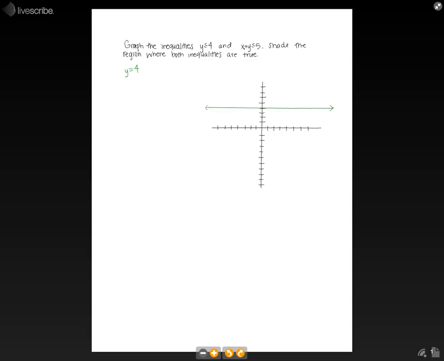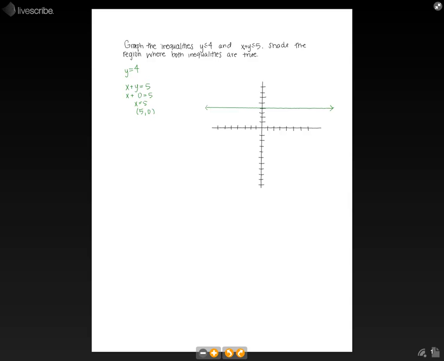For our x plus y is less than or equal to 5, we can write that as x plus y equals 5. And we can graph this by just finding the x and y intercepts and connecting the two lines. So to find that, we would put in a 0 for y. First, we have x plus 0 equals 5. So x equals 5. So then we can write our x-intercept as a coordinate pair as 5, 0.